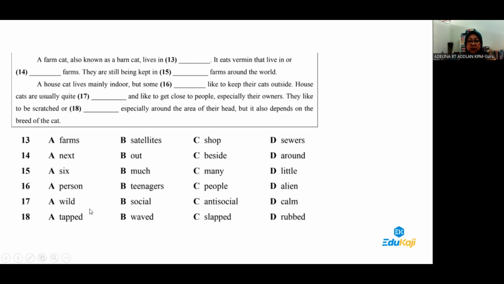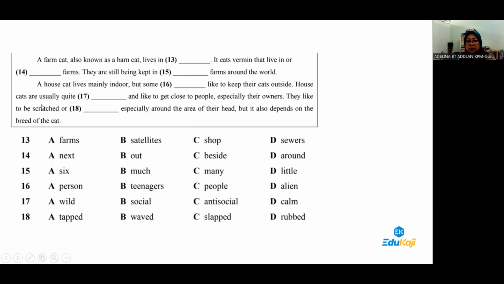Okay, number 17 here, this is testing the students on their vocabulary. We got the word wild, social, antisocial, and calm. Number 18, you can see that this is a past tense word. Alright, tapped, waved, clapped, rubbed.